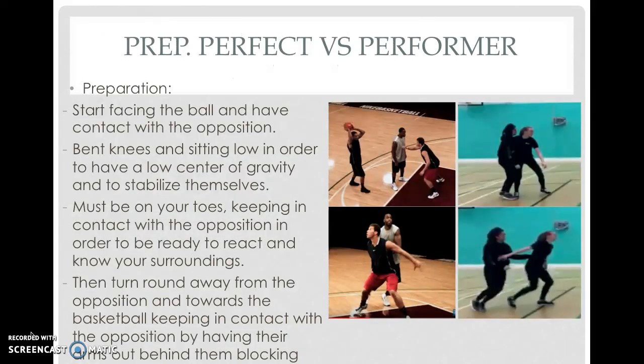The preparation for a box out and rebound, the perfect performance of a performer. Preparation: you should be facing the ball and have contact with the opposition, which is seen here. Bent knees and sitting low in order to have a low centre of gravity and to stabilise themselves, otherwise the opposition can just push you over. Must be on your toes, keeping in contact with the opposition in order to be ready to react and know your surroundings.